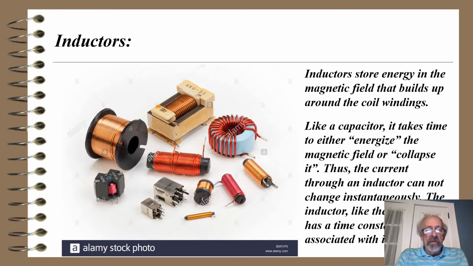Here's a picture of inductors. Inductors appear to be coils of wire, and that's indeed exactly what they are. Inductors store energy in the magnetic field that builds up around the coil windings. Like a capacitor, it takes time to either energize the magnetic field or collapse it. Thus, the current through an inductor cannot change instantaneously. The inductor, like the capacitor, has a time constant associated with its operation. Today, a lot of inductors are wound as toroids.